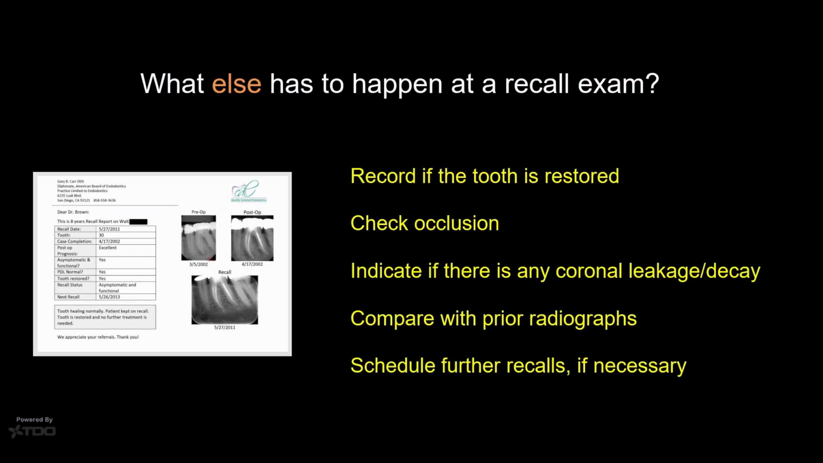But that is not the only thing that needs to be done during a recall report. At a bare minimum, you need to record if the tooth has been restored or not. You should check the occlusion. You have to check and see if there's any coronal leakage or decay around the margins. Then you should compare with prior radiographs. Then you should determine if further recalls are necessary and schedule those recalls if you can. So there's a lot of things that need to be done at just a standard recall at a minimum. And I'd like to show you how TDO manages all of this effortlessly and seamlessly.